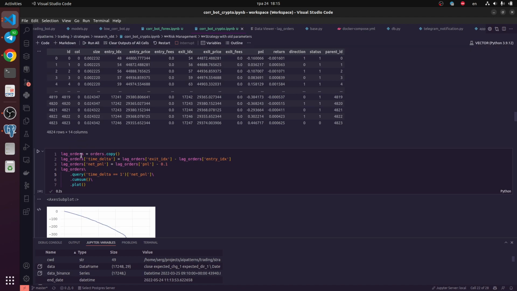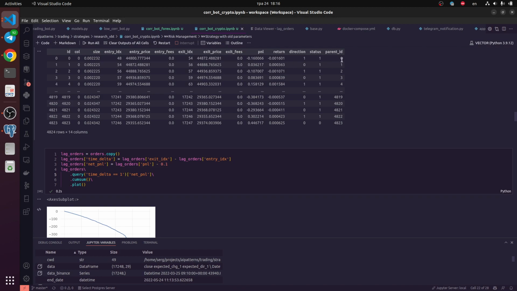We do a copy of this data frame and let's calculate time delta. I'm going to subtract the entry index from the exit index. Hence you see we have an exit index. Where is here? This is index and this is entry index. If we subtract these two values, we have lag. It means time for hold position.